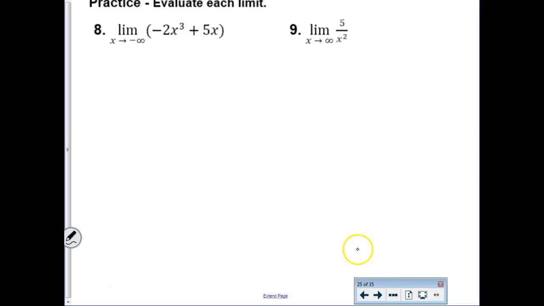This is on the back of your notes now. So now they're going to throw everything kind of together. So you got to be on your toes. We got to say, are we looking at a polynomial? Are we looking at a rational? Because you're going to approach these a little differently.